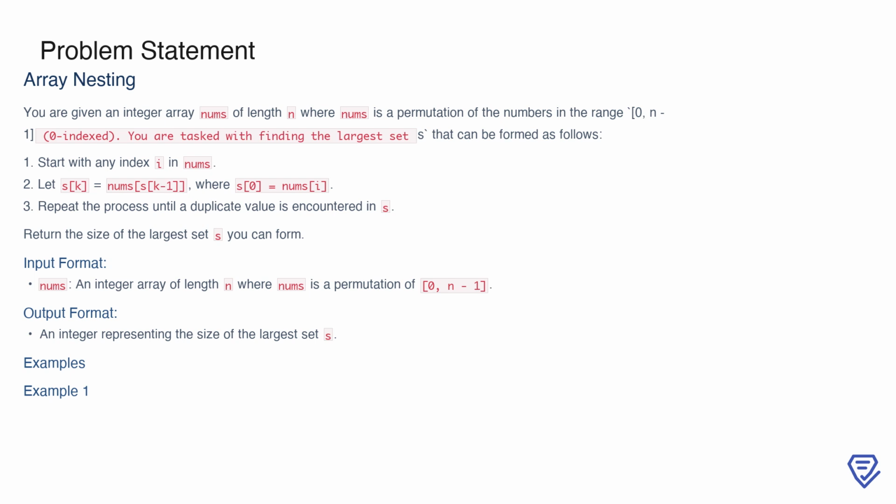From there, you repeatedly access the value at the current index to determine the next index. Specifically, if the current value is nums[k], then the next value is determined by looking at the element at that index. You continue this process until you encounter a value that already exists in the set, forming a cycle. The goal is to return the size of the largest set you can create using this method.